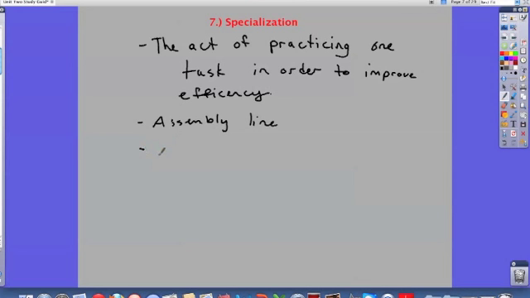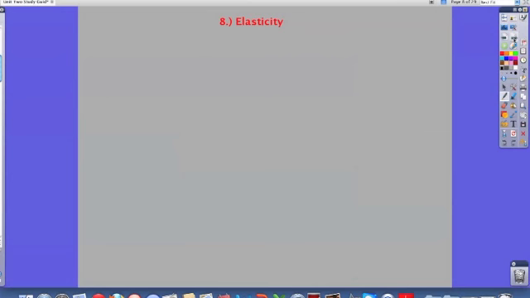Okay, the big idea of specialization is, of course, increasing productivity. Productivity, remember, is the relationship between inputs and outputs. You want your inputs to be less than your outputs. What that means is, dollar-wise, you want to input less money than you get out of the company. Because if you're inputting more than you're getting out, you're not making any money, and then your business is not doing well. Okay, so that's the big thing for specialization.